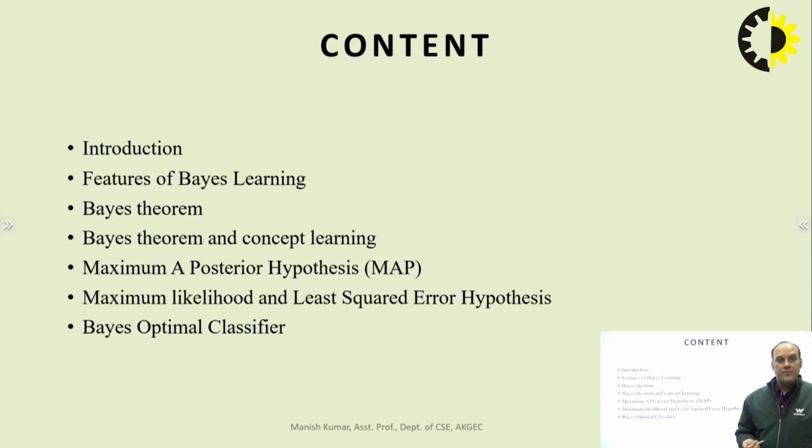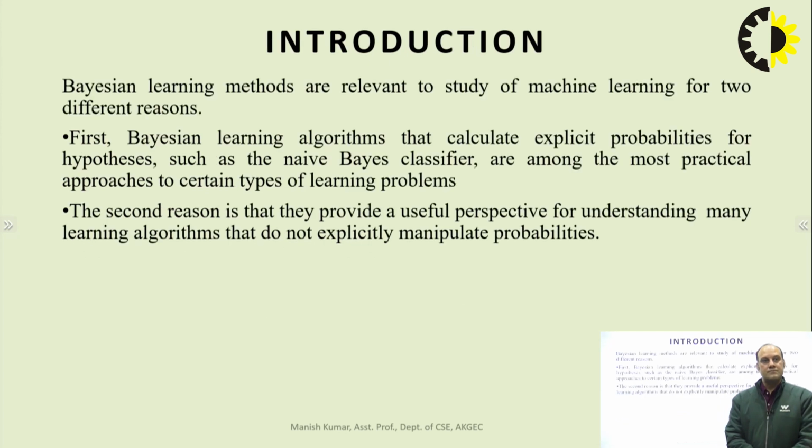Today's content will include the introduction. We will discuss some features of Bayes learning, Bayes theorem and its concept of learning. Then we will discuss the maximum a posteriori hypothesis, which we call MAP, then maximum likelihood, and with the help of an example we will find a least squared error hypothesis. Lastly, we will discuss the Bayes optimal classifier. This is one of the important topics from the exam point of view.